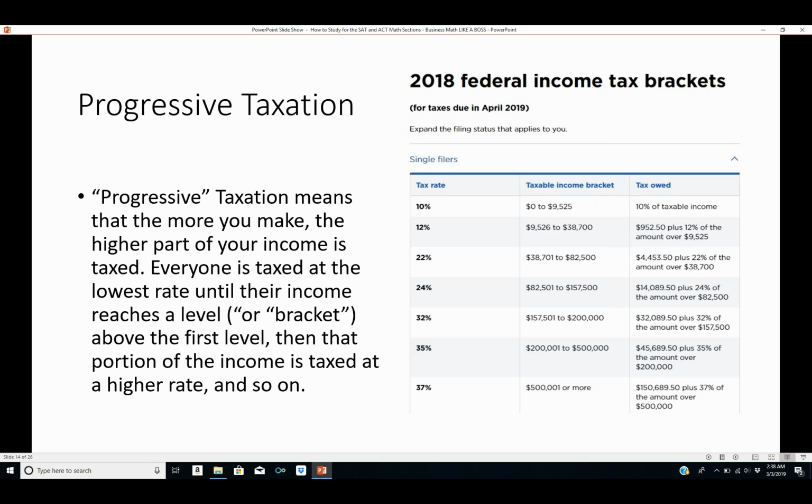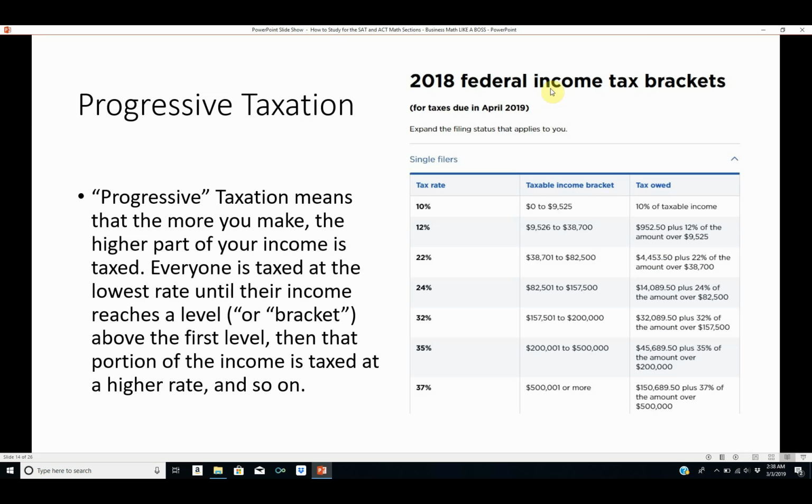So now let's talk about progressive taxation. Progressive taxation means that the more you make, the higher part of your income is taxed, which means everyone's taxed at the lowest rate until their income reaches a level or a bracket above the first level. Then that next portion of income is taxed at a higher rate until you reach an even higher bracket, and then you're taxed at an even higher rate, and so on.